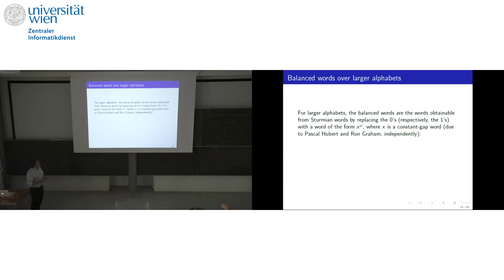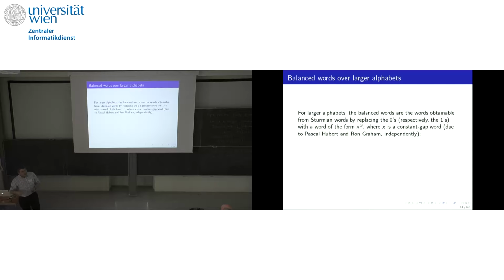For larger alphabets, there's a characterization that's due independently to Pascal Hubert and to Ron Graham. If you want a balanced word over a larger alphabet, you take a balanced word over the binary alphabet, look at the zeros in there, and replace the zeros by some word X repeated. Maybe the word would be 0102. Every time you see a zero, you say zero, then the next zero gets one, then the next zero gets zero, the next zero gets two, and so forth. And you do the same thing with the ones.